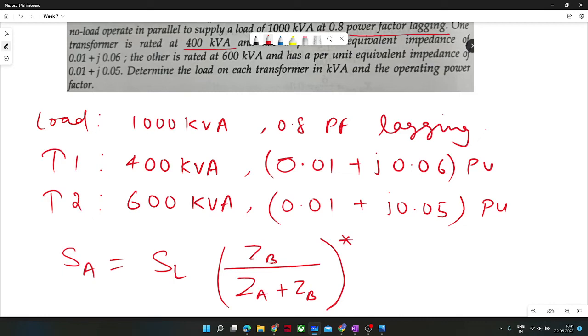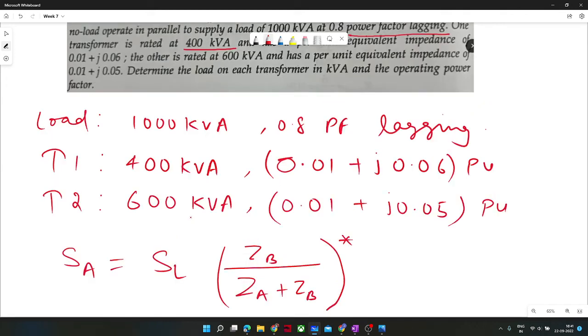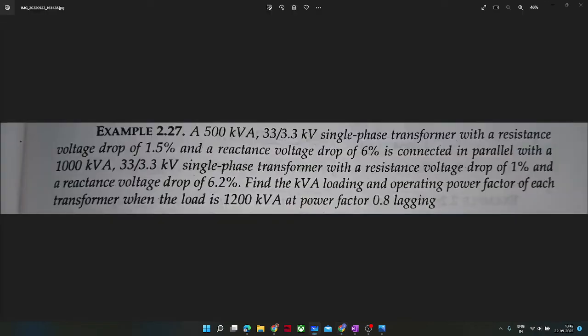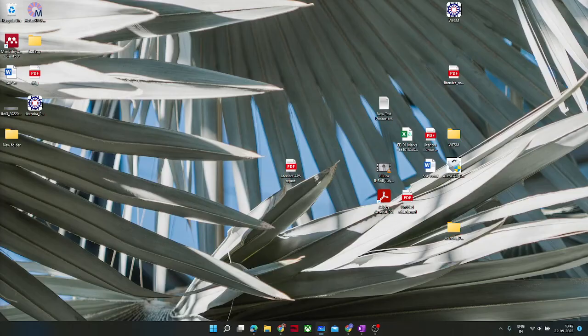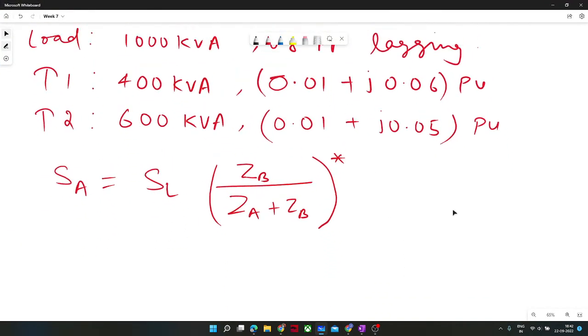Any doubt in this formula or should I derive it? That will take just 1 minute. If you say, I can derive it here. Any doubt in this formula? No, sir. Okay, fine. Now, there are two approaches. Whichever would be convenient to you, you pick that.